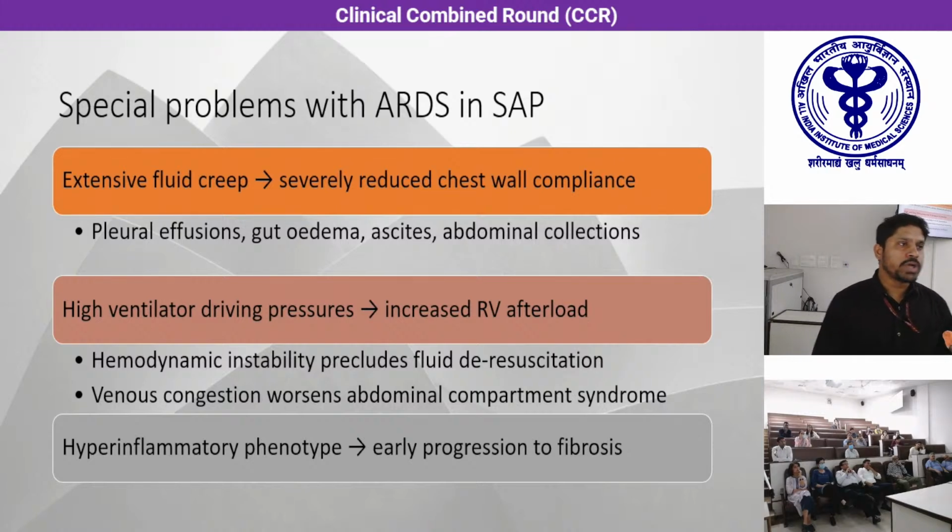So all our attempts to dry up the patient kind of fail, because whenever we try to dry up the patient, they go into hypotension. Also, this high RV afterload causes venous congestion and worsens the abdominal compartment syndrome in these patients. And of course, this is a hyperinflammatory type of ARDS, so there is a high chance of early progression to the fibrotic stage.